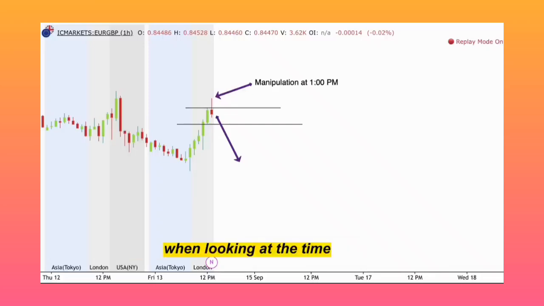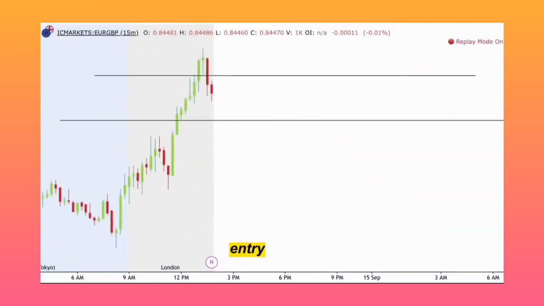When looking at the time, don't switch to a lower time frame. I see this mistake made by many traders. You need to focus on the time of the purge on the higher time frame, as we did here, and then move to the lower time frame to find your entry.